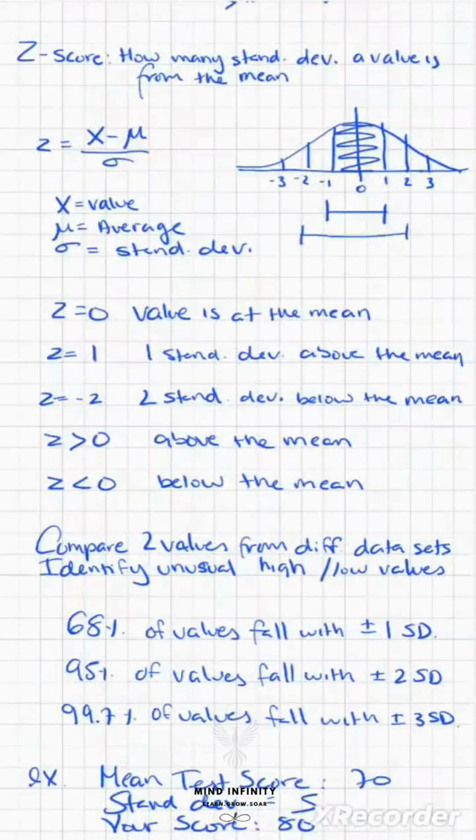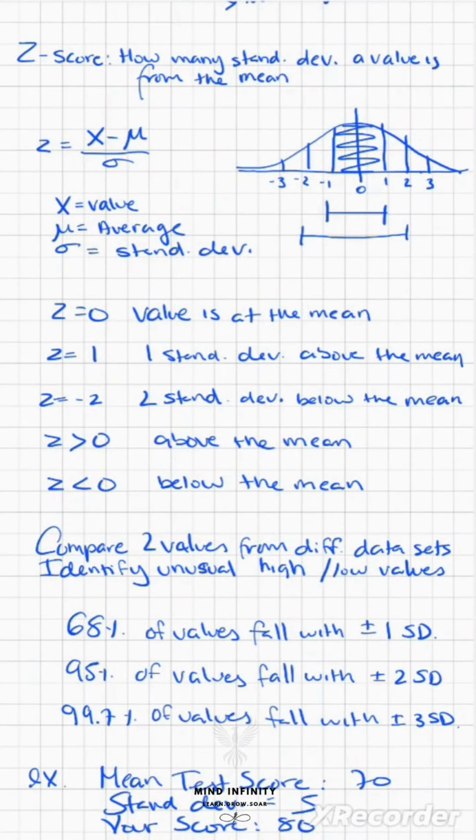So pretty simple. The z-score just takes the value and takes into consideration the mean and the standard deviation, so that it allows you to compare different data sets.